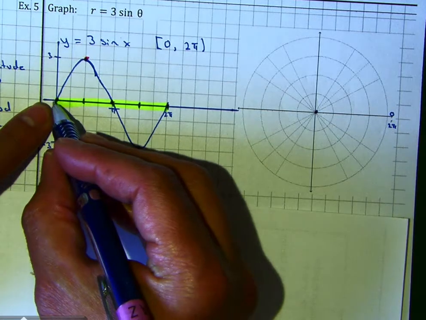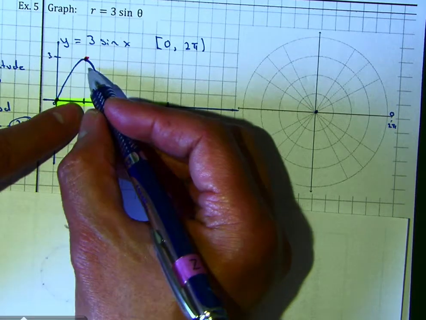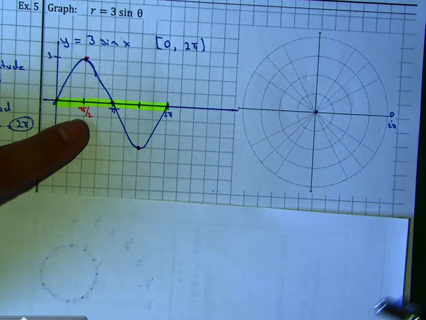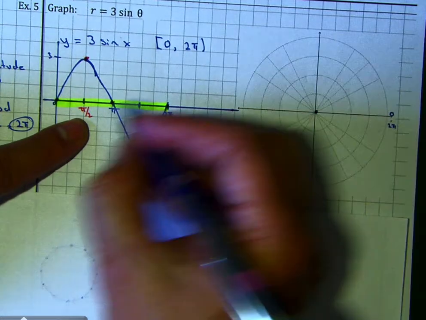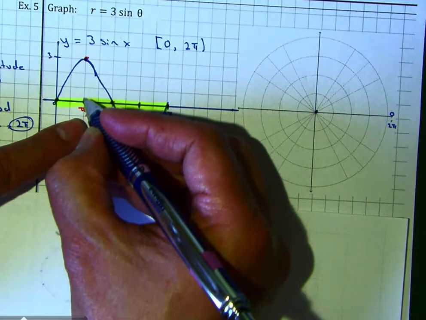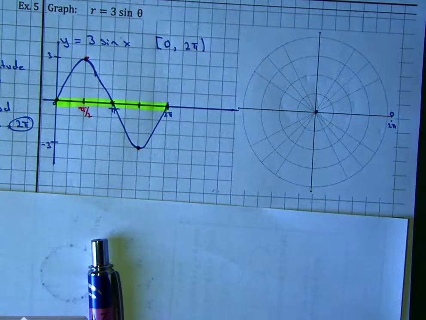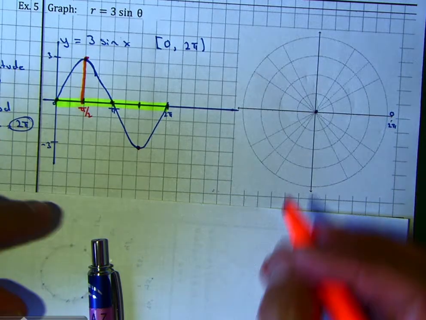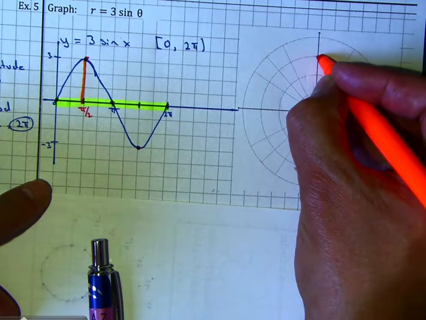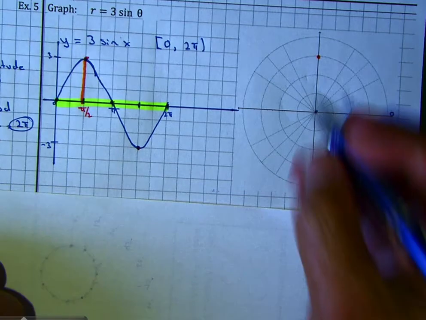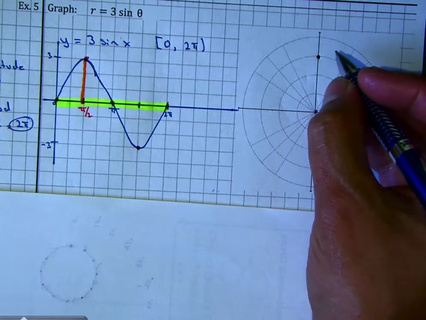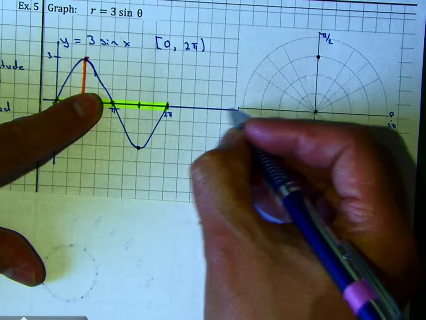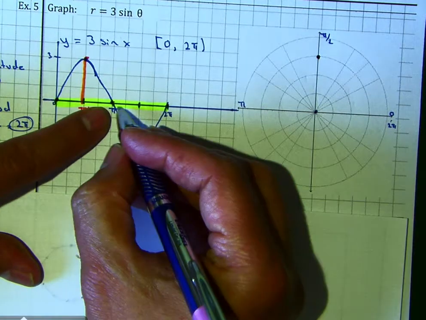So from 0, we're going to go to your maximum. That is pi over 2. Pi over 2 is up here. And the height is 3. So therefore, at pi over 2 will be 1, 2, 3. Then we're going to go back to 0 at pi. So this is pi over 2. At pi will be back to 0.